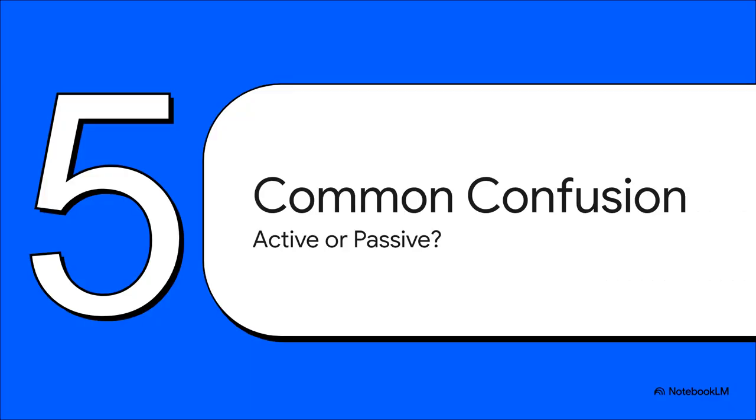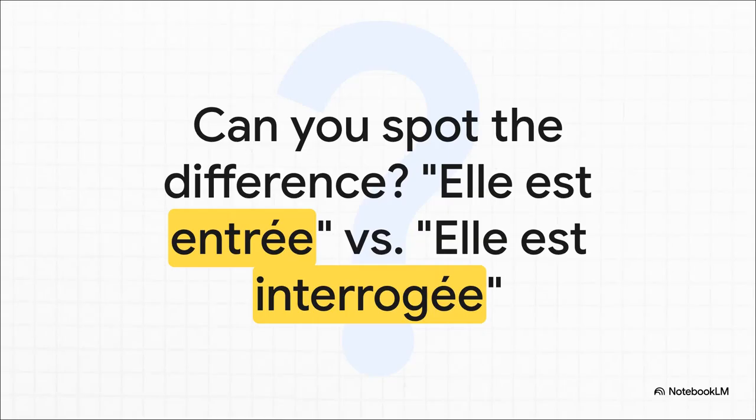All right, let's tackle something that trips up so many learners. This is a big one. Sometimes a passive sentence can look exactly, and I mean exactly, like a regular old active sentence in the passé composé. I mean, look at these two. Elle est entrée and elle est interrogée. They look like twins, right? Both have être, both have a past participle, but one means she entered, that's active, and the other means she is questioned, that's passive. So what gives? How in the world do you tell them apart?